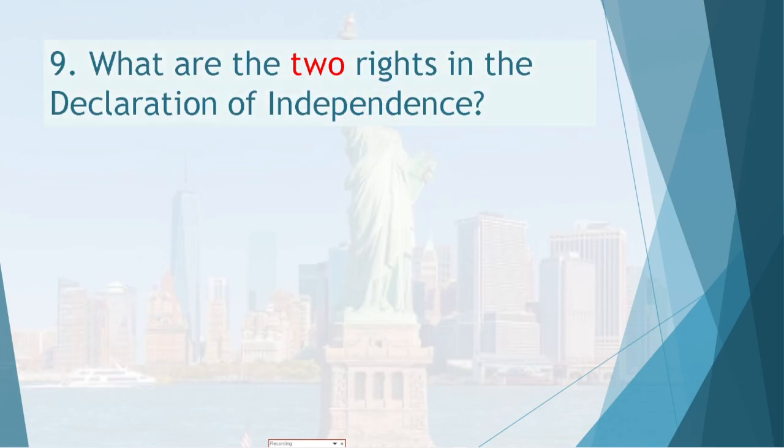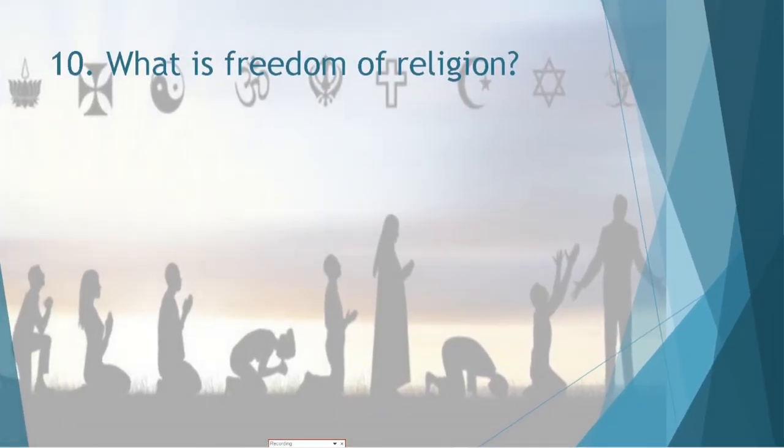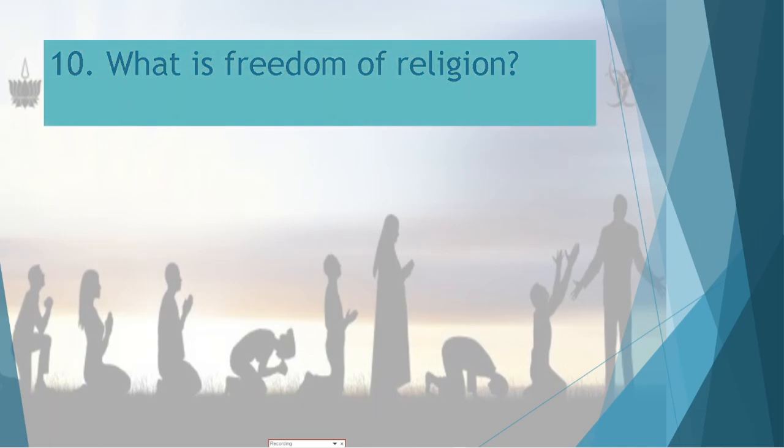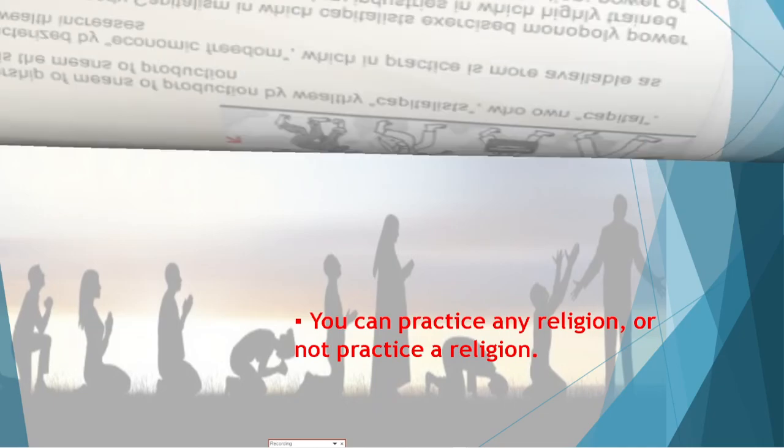What are the two rights in the Declaration of Independence? Life, liberty, pursuit of happiness. Life and liberty. What is freedom of religion? You can practice any religion, or not practice a religion.